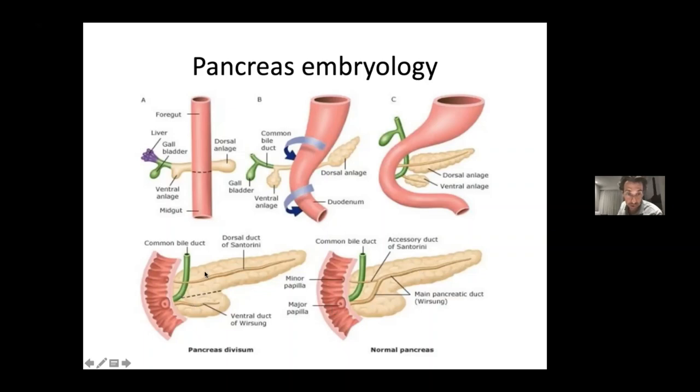And in some people this doesn't merge, and it's about 4 to 14% in literature, but that is basically based on MRCP studies, so it might be much higher. If it doesn't merge, then there's a minor papilla which the main duct drains. There are some theories that when people have pancreas divisum, it could be a cause of pancreatitis as well, but it's not completely understood.